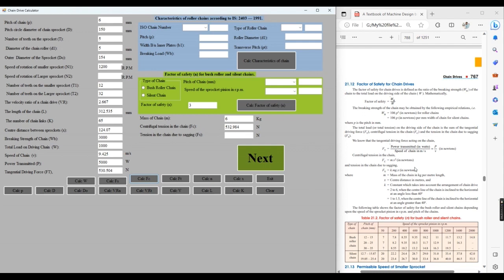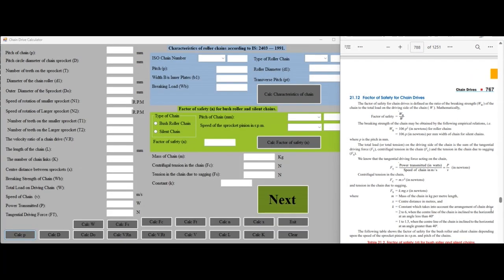The third is FS, or the tension in the chain due to sagging. This is calculated as K times mg times x. K is a constant which takes into account the arrangement of the chain drive. It is 2 to 6 when the center line of the chain is inclined to the horizontal at an angle of 40 degrees or less, and 1 to 1.5 when the center line of the chain is inclined to the horizontal at an angle greater than 40 degrees. So we can calculate FS by entering the values for it.